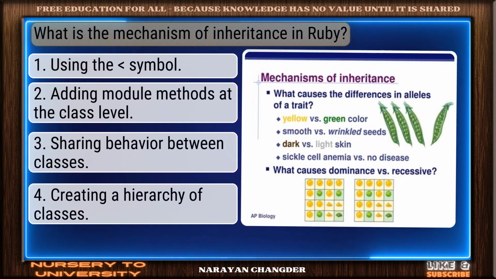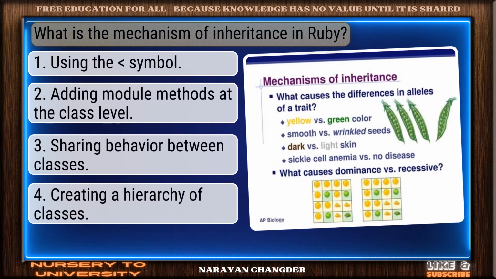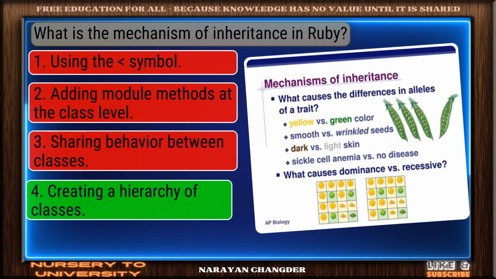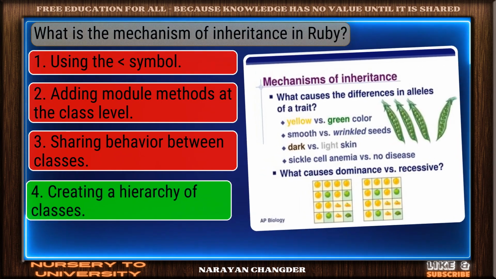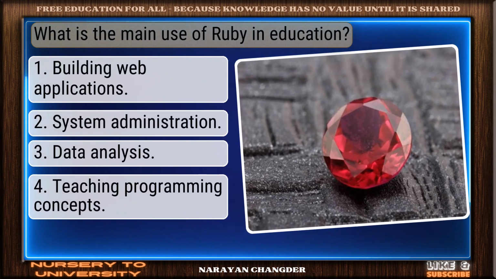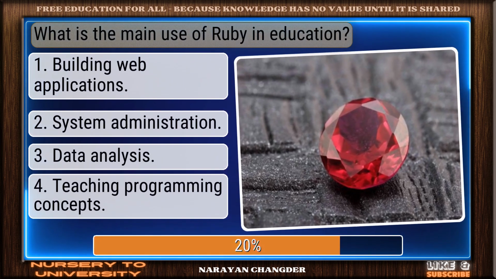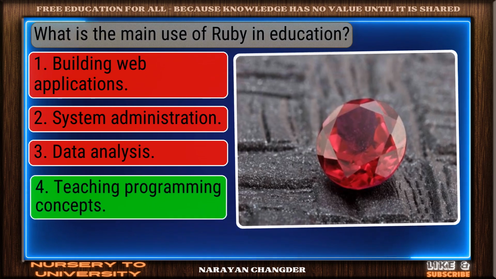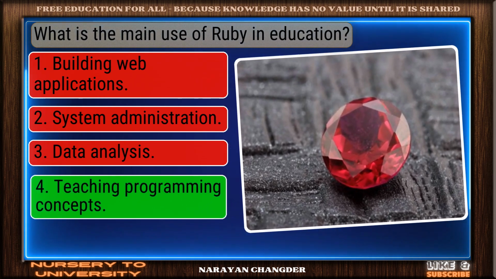Question number 23. What is the mechanism of inheritance in Ruby? Solid response. Creating a hierarchy of classes is a valid choice. Question number 24. What is the main use of Ruby in education? Strong choice. Teaching programming concepts is the right answer.